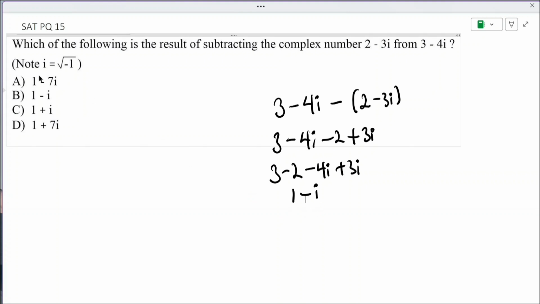Note that we didn't really use this hint. Sometimes you don't need the hint given to you. Sometimes the hints are distractions. And sometimes they are very important in solving questions, be it hidden or obvious. In this case, it's obvious but not needed. The answer to this is B, 1 minus i.